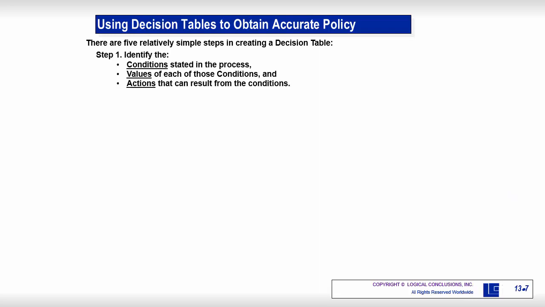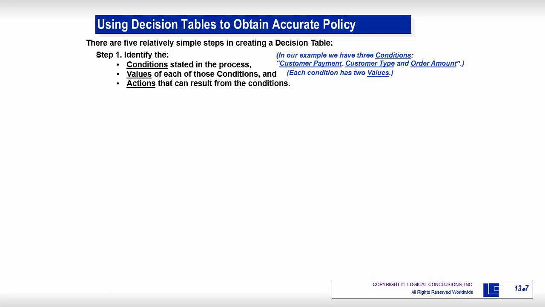Step 1. Identify the conditions stated in the process, values of each of those conditions, and actions that can result from those conditions. In the interview notes from the previous slide, there are 3 conditions stated. Note that conditions are usually preceded with the word if or an implied if when someone tells us the procedure. In our example, we have 3 conditions: customer payment, customer type, and order amount. Each condition has 2 values.